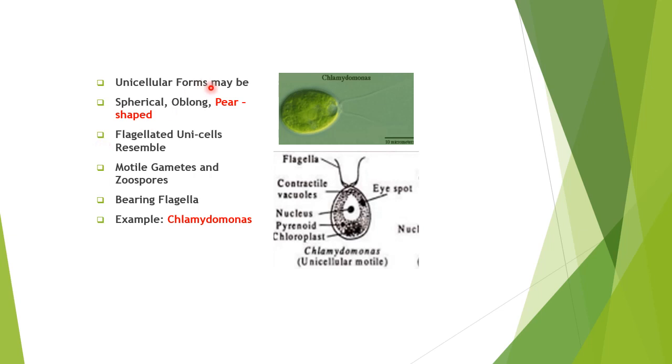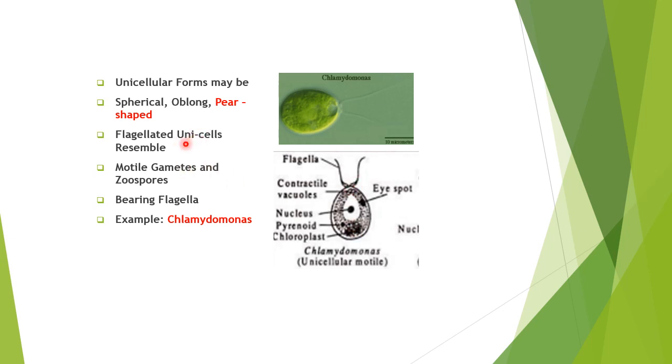So unicellular forms may be spherical, oblong, or pear-shaped. As you see, Chlamydomonas is pear-shaped. The flagella are here, at the anterior end. When you see the internal structure of this pyriform type of Chlamydomonas, you find it has a large cup-shaped chloroplast. This is its nucleus, this is the chloroplast, and this is the eye spot. Pyrenoids are present there. A contractile vacuole is there.